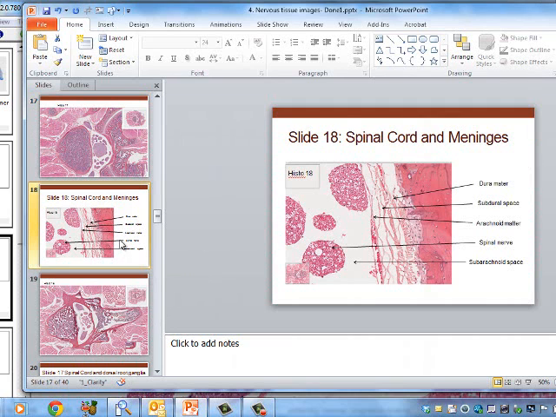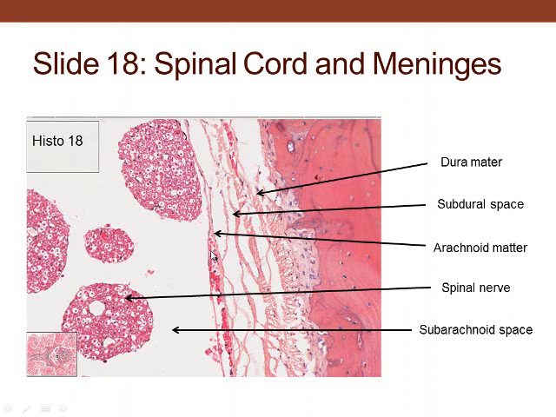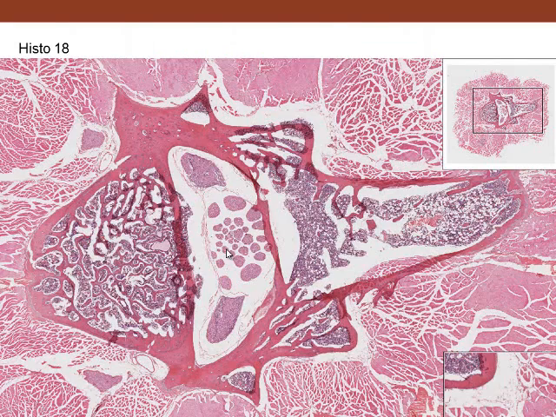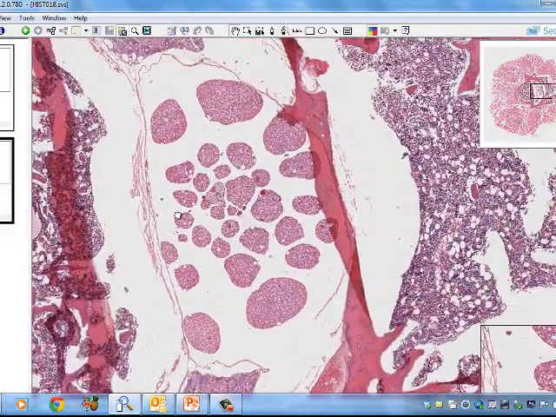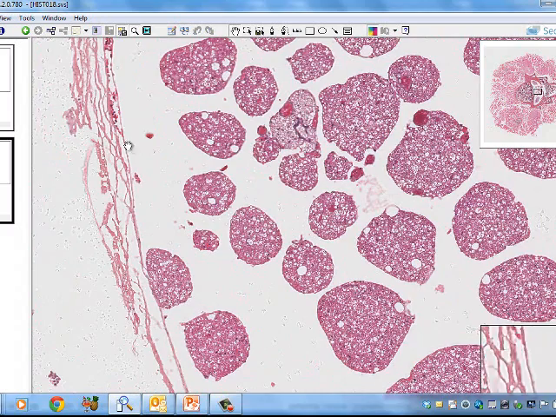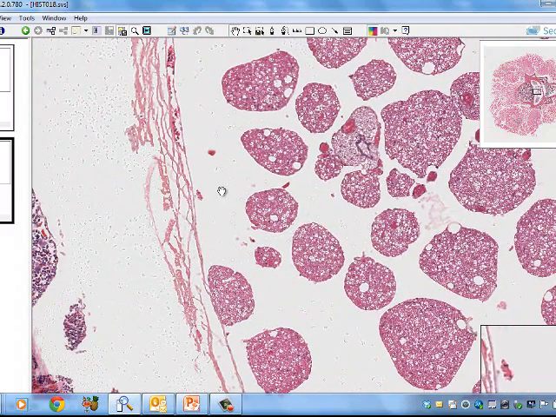And so if we take a look at 18, we can see again the arachnoid mater, and through here these nerves with the myelin sheath around the axon and dura mater, and then subdural space in through here. So if we look at slide 18, we can see the different layers. This is the arachnoid mater here, and then the subarachnoid space, and through which you have the nerves located in through there, the spinal nerves.